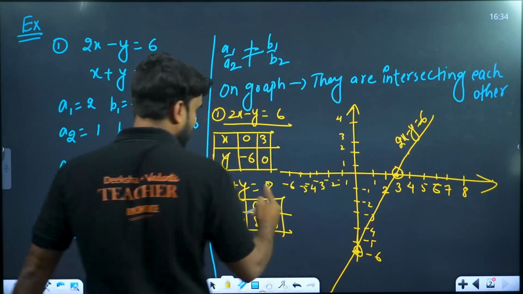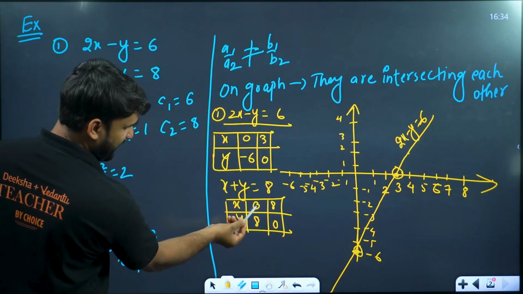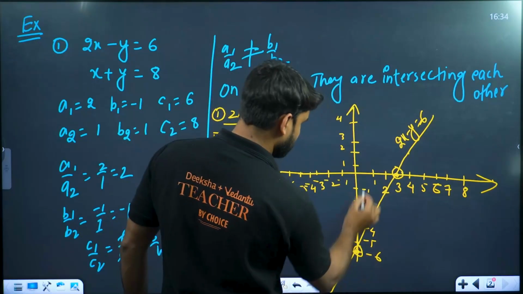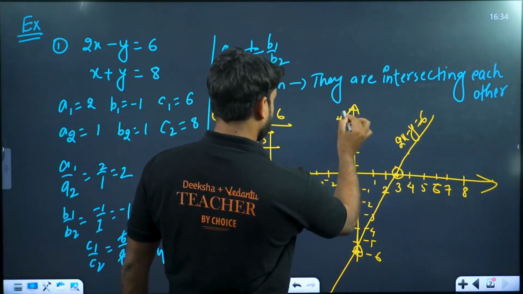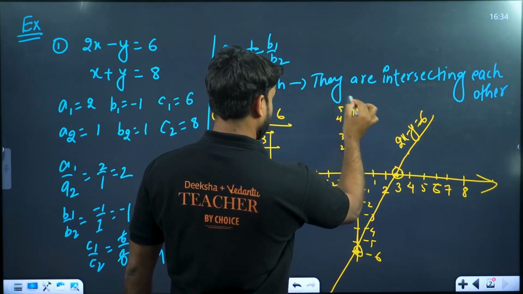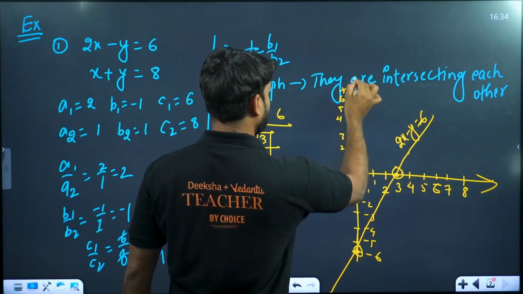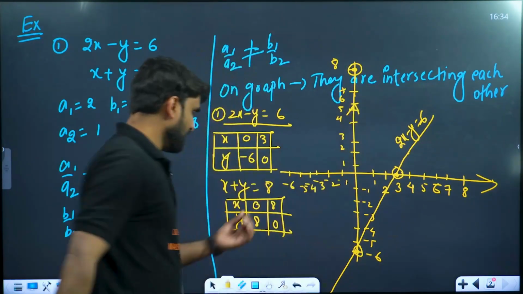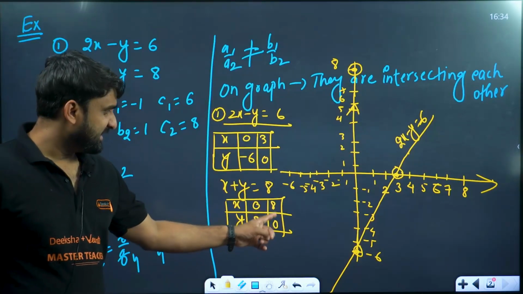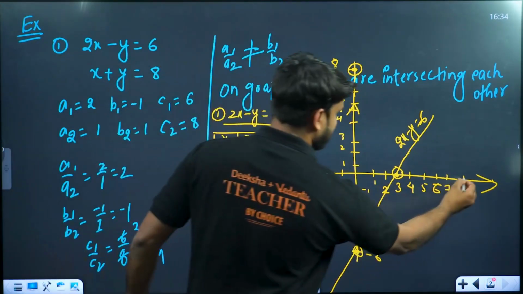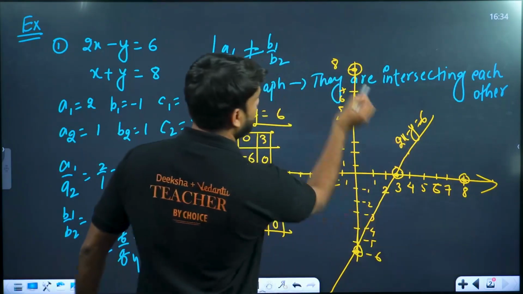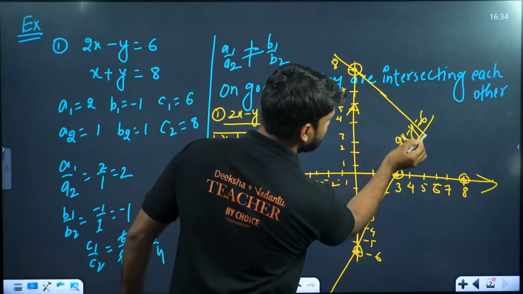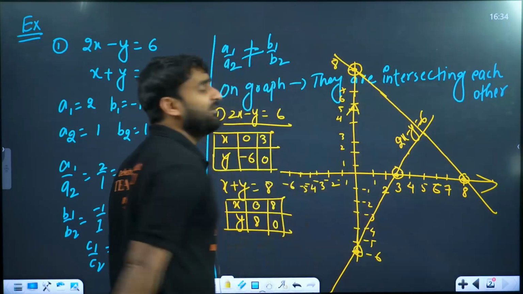Now draw the straight line for the second equation. When x is 0, y is 8. So y will be here somewhere 5, 6, 7, 8. So this will be the point, x 0, y 8. Now when x is 8, y is 0. Wow. Now join both points. So if we join them, wow, again we are getting a straight line.